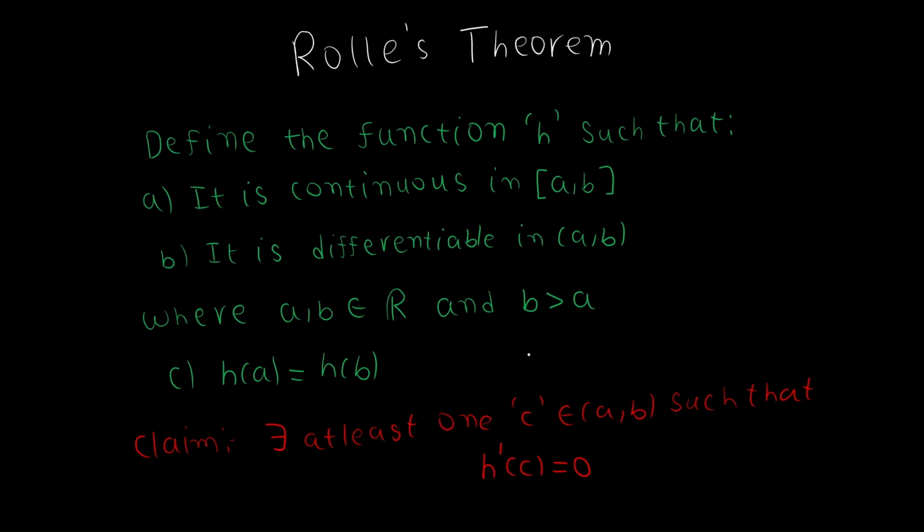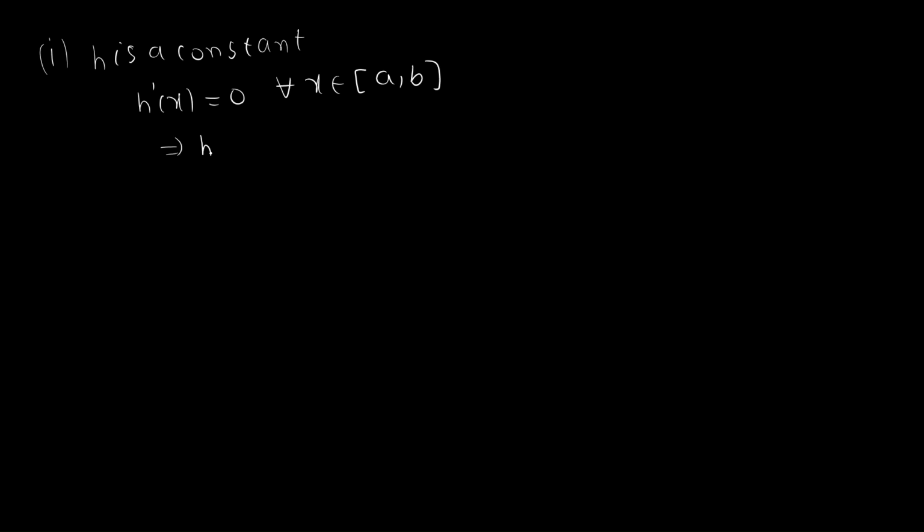Now since we already proved Fermat theorem, this proof can be done in 3 to 4 lines. Here we will be taking cases. Case 1: let's say h is a constant function. This means that h dash of x is equal to 0 for all x belonging to a comma b. This will automatically imply that h dash of c is equal to 0 where c belongs to open interval a comma b. Now let's take the other case: h is not a constant function.